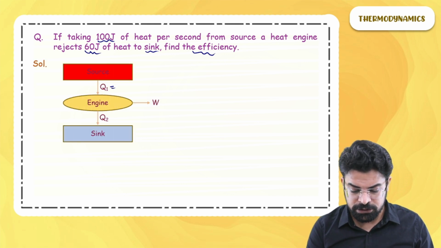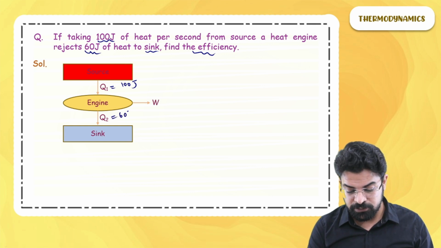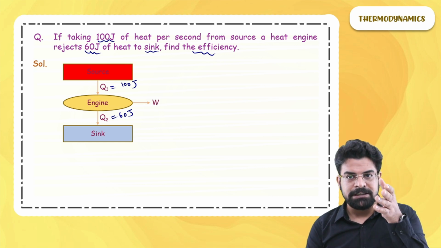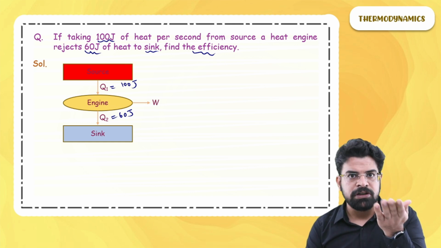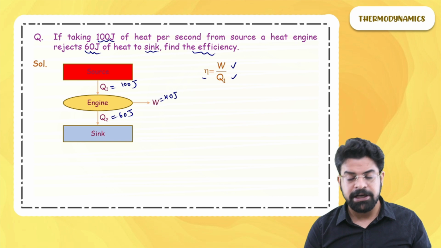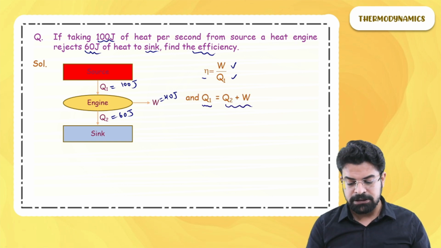So from source you have taken 100 joule and to the sink it has rejected 60 joule. How much will be the work done? Sir, out of 100, 60 has been rejected, so from the principle of conservation of energy, the work done has to be 40 joule. So efficiency equals work done upon heat given. Now Q1 has to be equal to Q2 plus W.